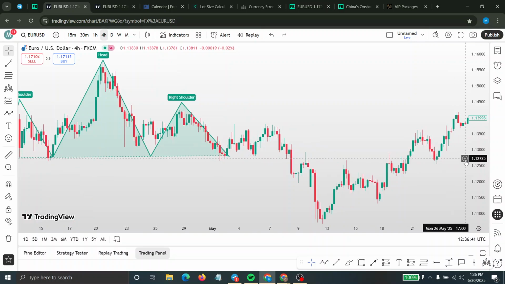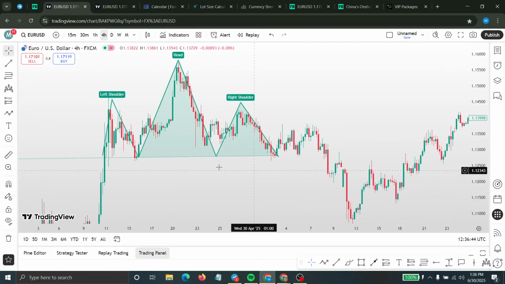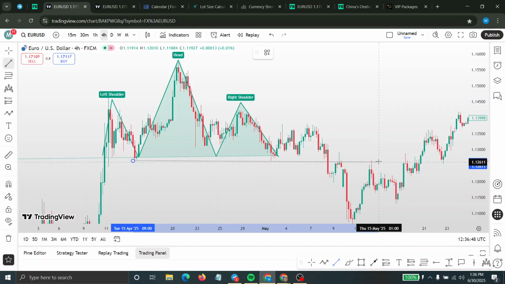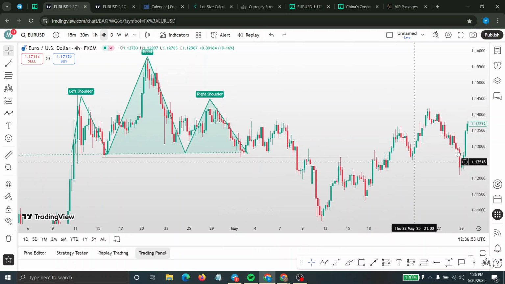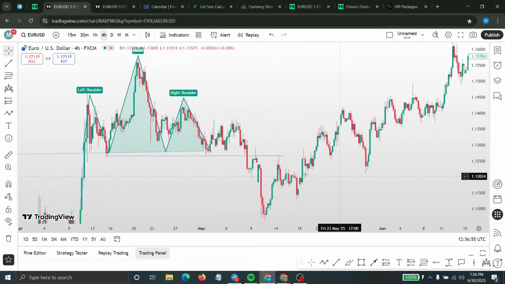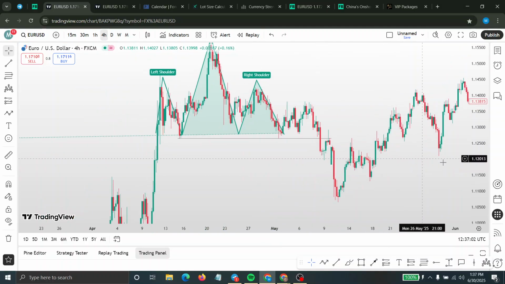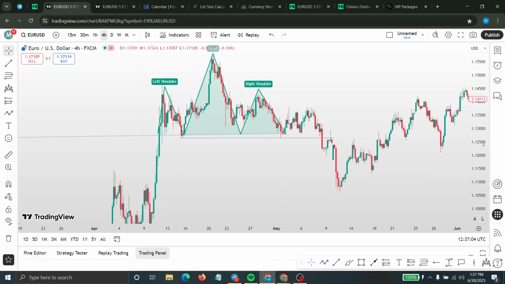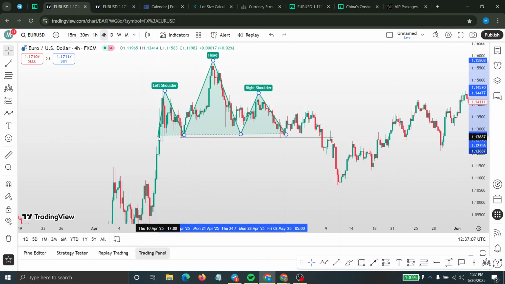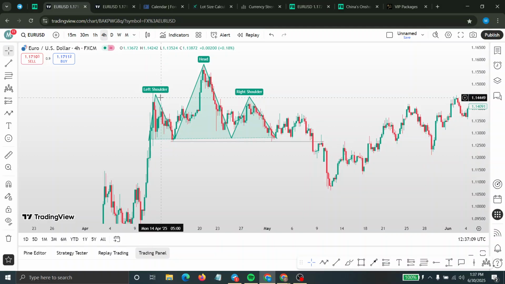My neckline says that I want the market to break through this neckline to validate this chart pattern for me. And did the market give us that breakout? Yes, obviously it did. It broke through the neckline. You could see the market gave us a head and shoulders formation. The left shoulder is here, the right shoulder is visible too, and we also saw a head.